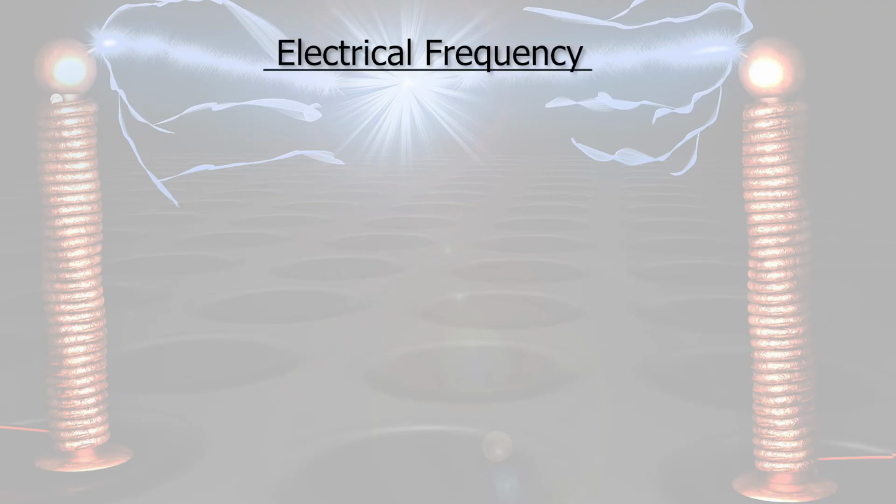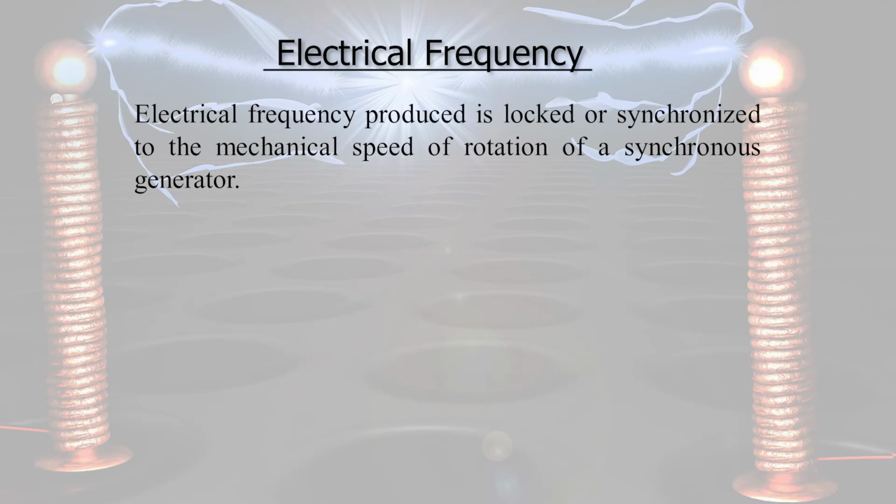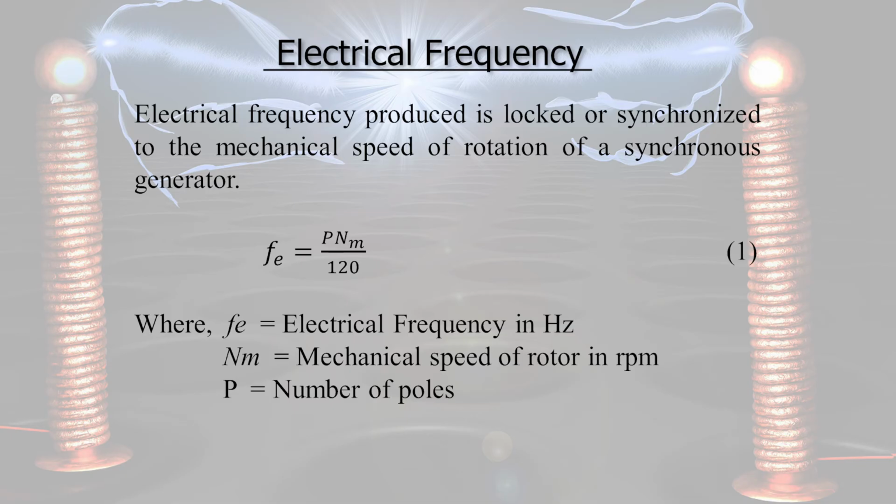Now, electrical frequency. Electrical frequency produced is locked or synchronized to the mechanical speed of rotation of synchronous generator. I have told you Nm is the mechanical speed of rotor in RPM, and frequency, which we have written as Fe, is the electrical frequency in hertz. So it is directly proportional to Nm, the rotor speed. P is the number of poles. So if you observe in this equation, the frequency is linked or synchronized with the speed of the rotor.